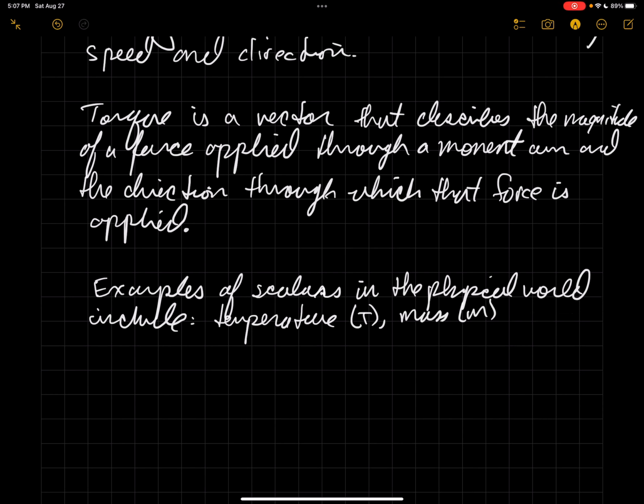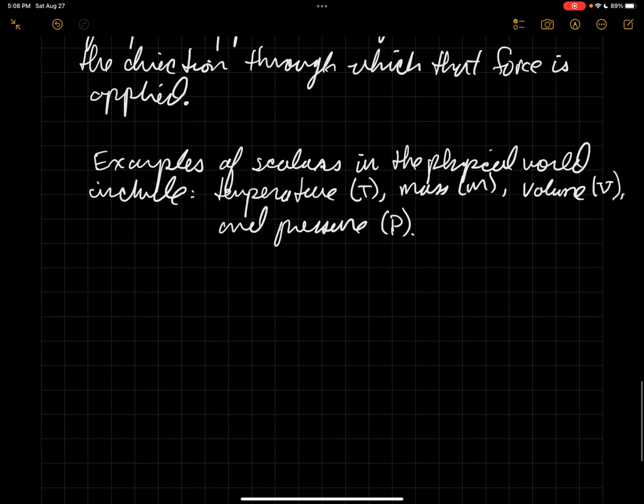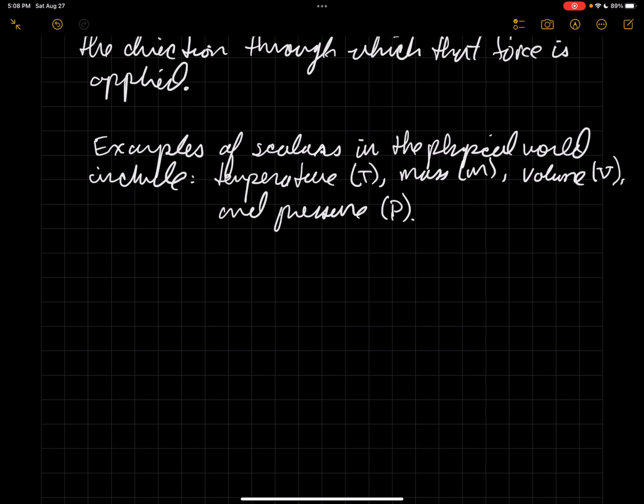Mass, where we use the lowercase m to indicate mass. Volume, which we use capital V with the little markings at the top of the V to help distinguish it from the magnitude of velocity, which is also V. And then pressure. Each of these quantities are scalar because only one piece of information is required to describe the various characteristics that they're describing.